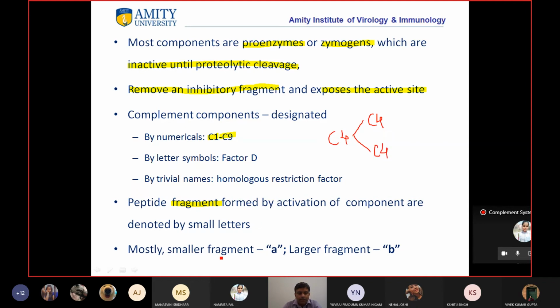Okay, and as it is mentioned here, the smaller fragment is your C4A, and another one is your C4B. Clear? So it becomes C4A and C4B. Clear? Yes, sir.